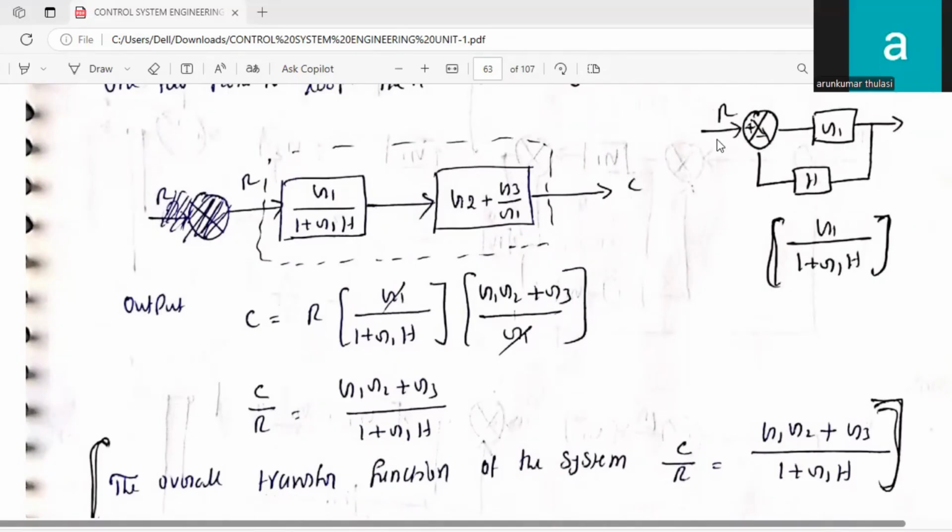Right. This is the way we can reduce the block diagram by using block diagram reduction rules.